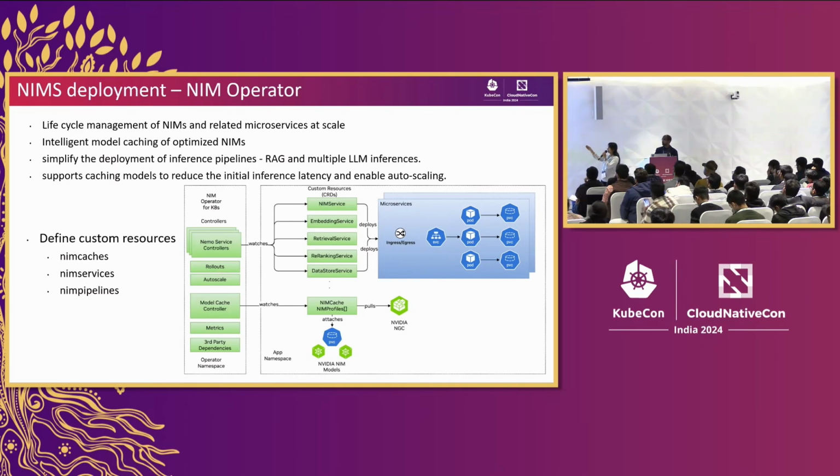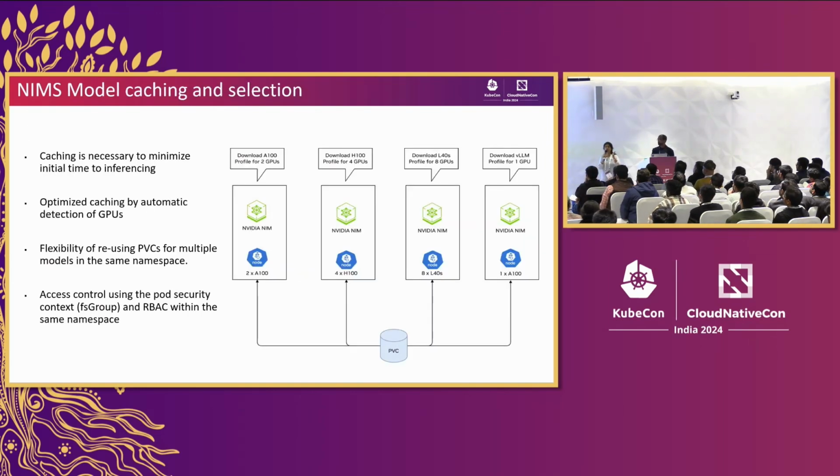You can see there are 3 kinds of custom resources that the operator watches for. That is the NIM cache, which is nothing but the PVC that gets created for an inferencing engine. The NIM service itself, because the NIM OpenAPI server is exposed through the NIM service, and the NIM pipeline. A combination of these services is called a pipeline, so you can manage the pipeline as a whole. You don't have to worry about scaling each and every one of those services individually. You can manage them as a unit as the number of input queries increases.